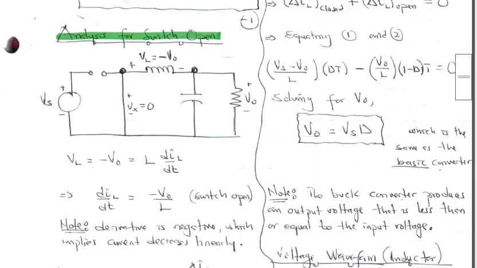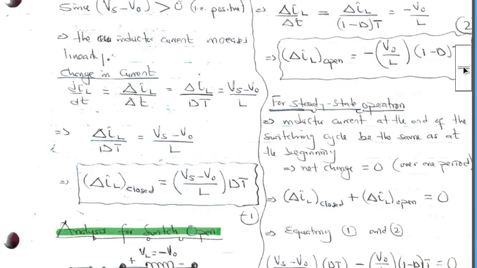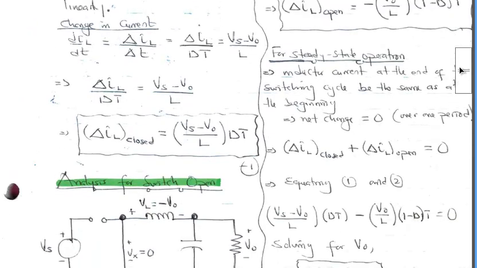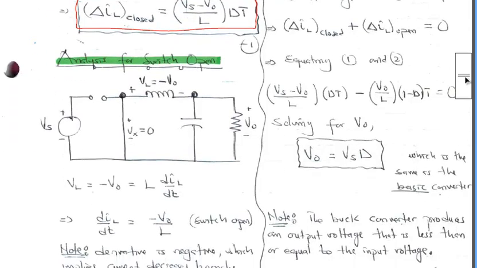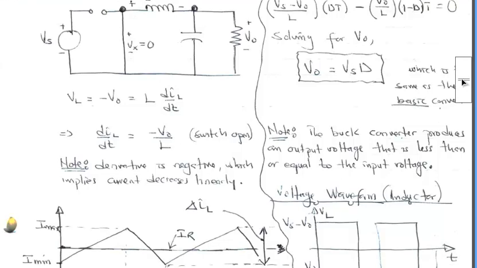Welcome back to this session on buck converters. In the last session we took a look at the analysis for the buck converter when the switch was closed, and we came out with the results that we had over here, the change in the inductor current when the switch is closed. Today we are going to take a quick look at the analysis for the buck converter when the switch is open.